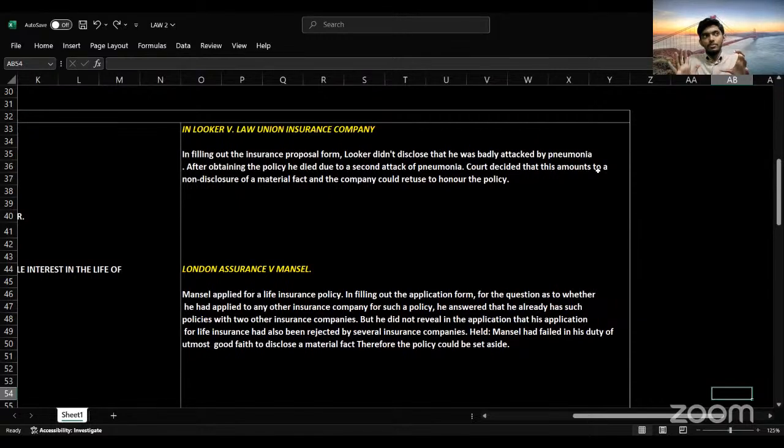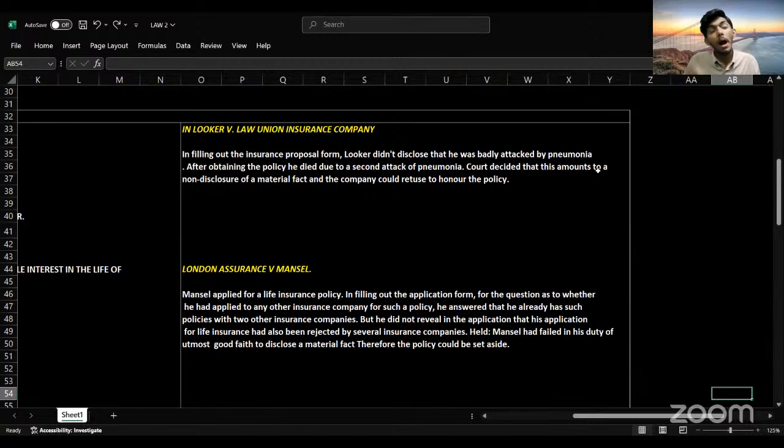This utmost good faith thing means, kids, can you remember there will be an agreement created between the insurance company and the insured, whereby the insured agrees to pay the premium and the insurance company agrees to pay the compensation. The insurer is to decide the premium, and to do that, both parties should disclose the information properly.